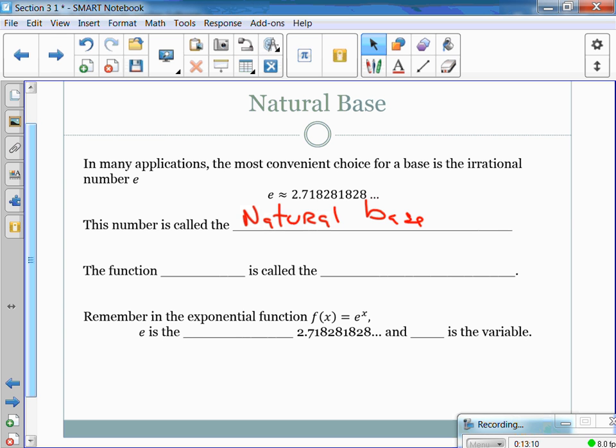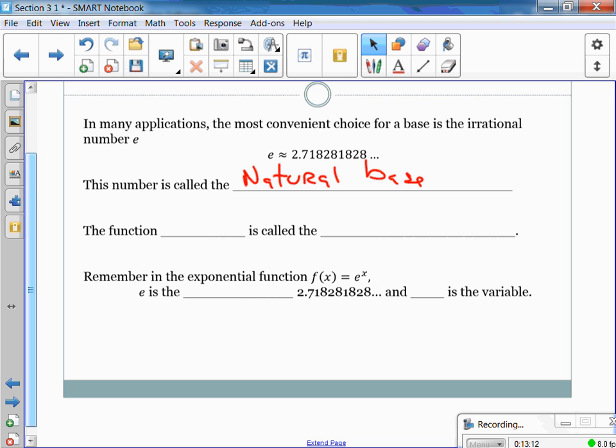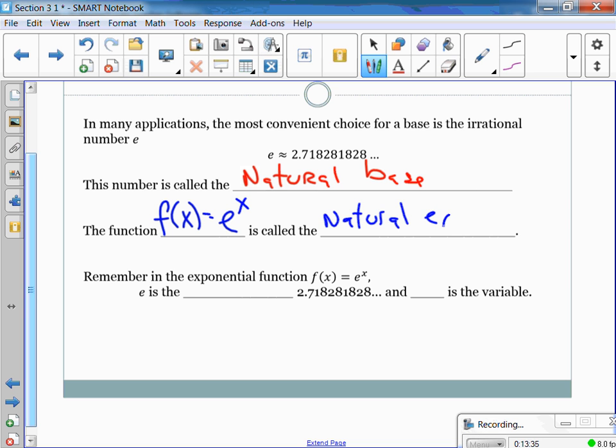So it's a natural base, so when we have our function where we're using e as the base, the function f of x equals e to the x, what do you think this is called? Not just the exponential function, but the, yeah, you guys are good. So when you hear natural exponential function, you automatically know that the base is e.